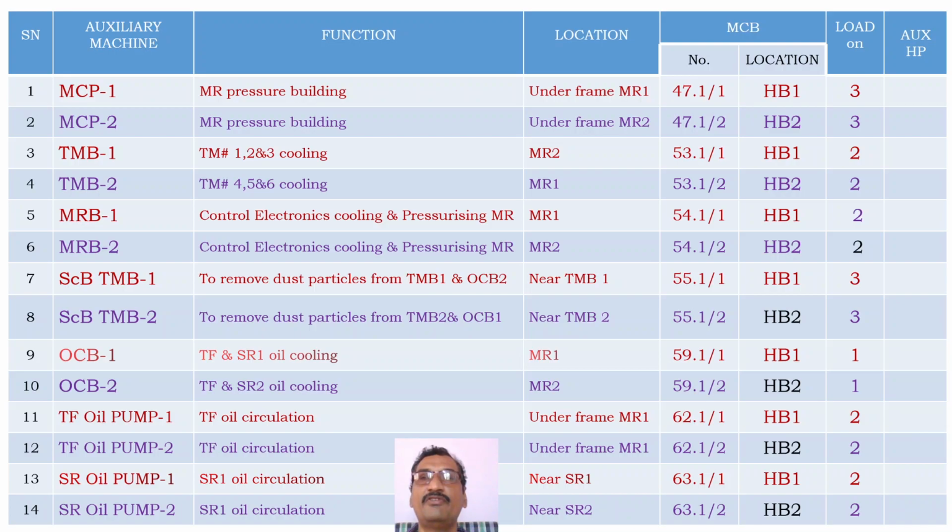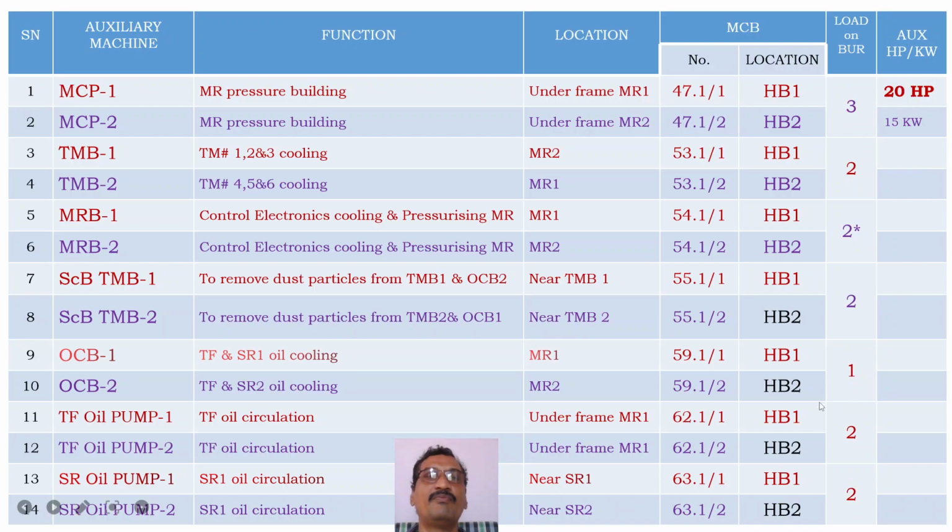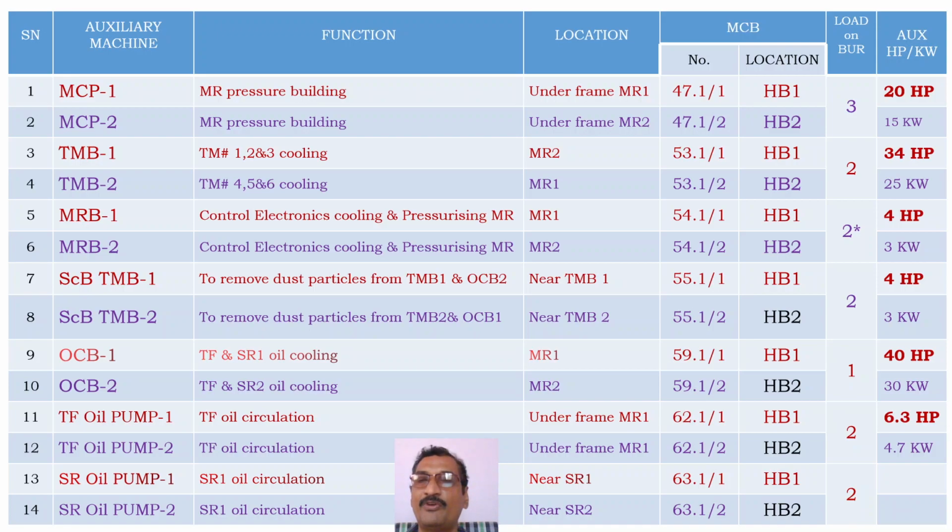And then if we see the ratings, MCP1 is a 20 HP machine and TMB1 and 2 are 34 HP machines. MRB1 is a 4 HP machine, scavenging blower 4 HP, OCB 40 HP. This is the highest HP among all these machines. Like that we can remember. Transformer oil pump is 6.3 HP, SR oil pump is 15 HP. The smallest machines are these two: one is MRB, and the second one is the scavenging blowers.